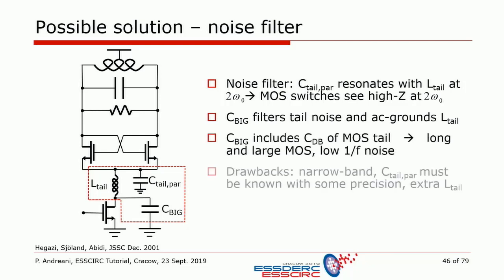So this is what I said. Basically, since these parasitics can be included in the C big, this transistor can be made wide and long. So long, why do we want to make this long? Well, because its 1/f noise falls with the square of the channel length. So it's very important to have it long. And then we make it wide so that it doesn't consume a lot of overhead.